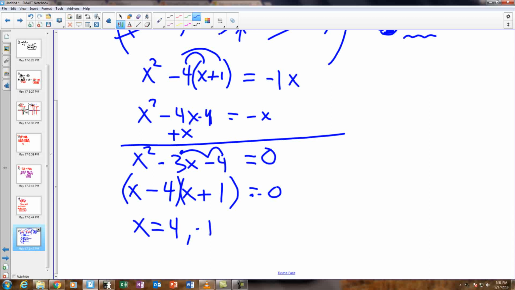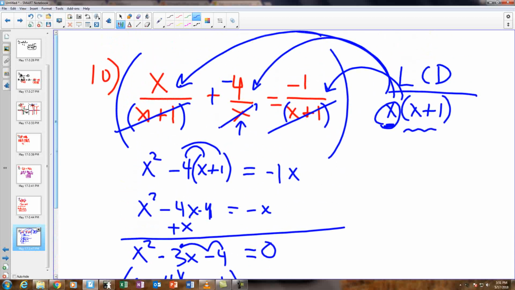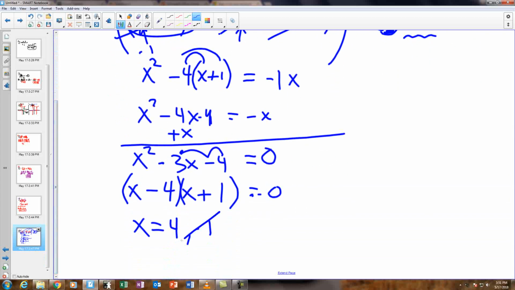Again, I go back to the very beginning. If I put a negative 1 into that x right there, this denominator becomes 0, and I have a problem. So I have to reject the negative 1. I can keep the 4, because if you look at it closely, it's still a valid option for us.